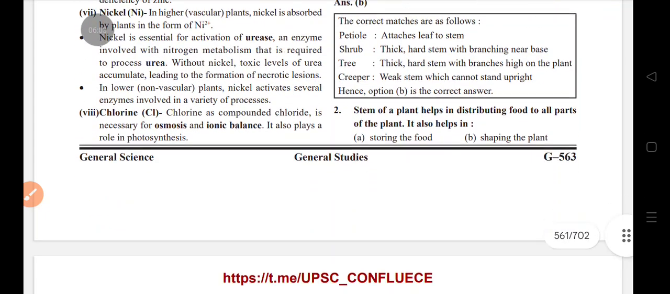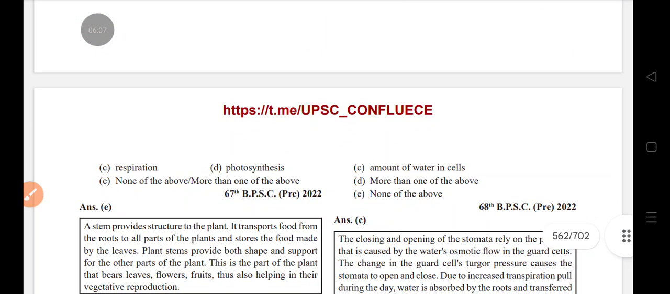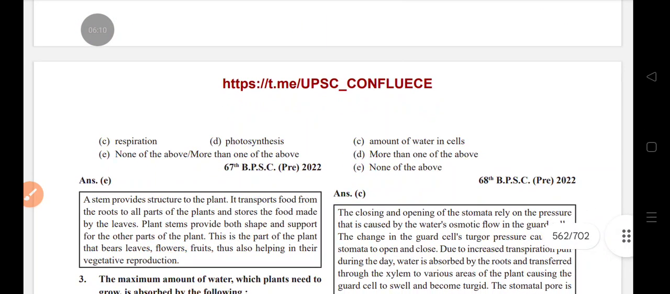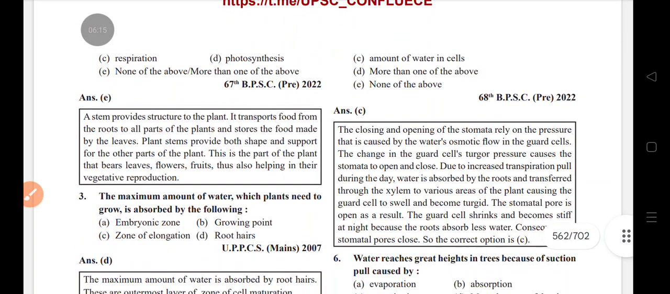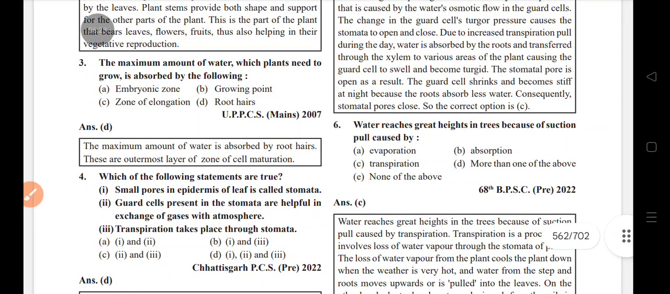It also helps in shape and support of the plant. The maximum amount of water which a plant needs to grow is absorbed by the root hair. Which of the following statements are true? A small pore in the epidermis of a leaf is called stomata. Guard cells present in the stomata are helpful in exchange of gas with the atmosphere.